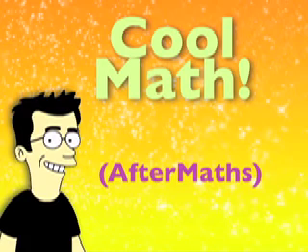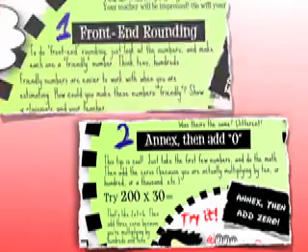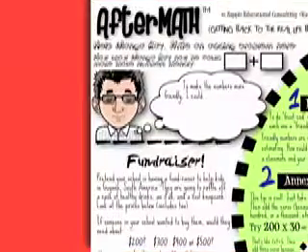Here's a thing that I've created called Aftermaths. Let's take a look now. It's a great little piece to help kids. You blow it up to 11 by 17. I have a free sample on my website. This one here looks at front-end rounding, annexing, adding 0. So you give them this extra handout, 11 by 17, kids can share, and you've got lots of questions here.